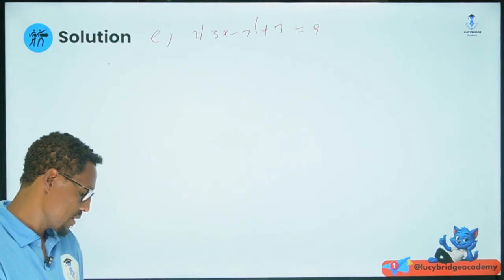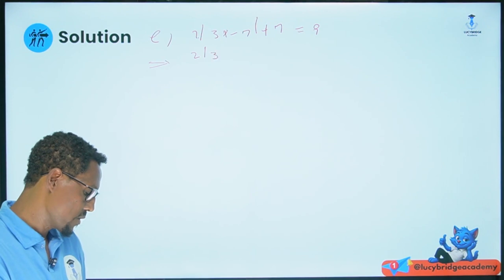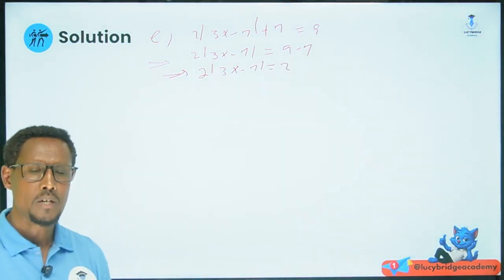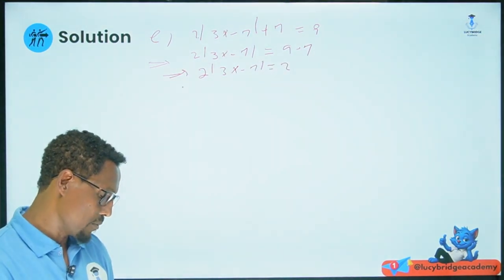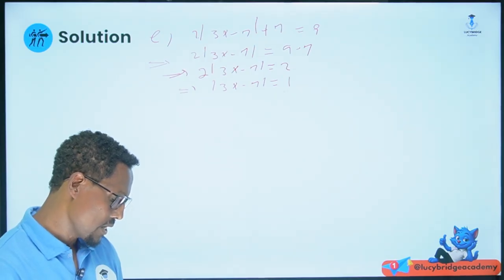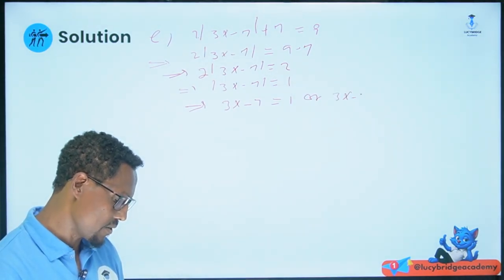Okay, this means 2 times the absolute value of 3x minus 7 is equal to 9 minus 7, which implies that 2 times the absolute value of 3x minus 7 is equal to 2. Now dividing both sides by 2, the absolute value of 3x minus 7 is equal to 2 over 2, which is 1.